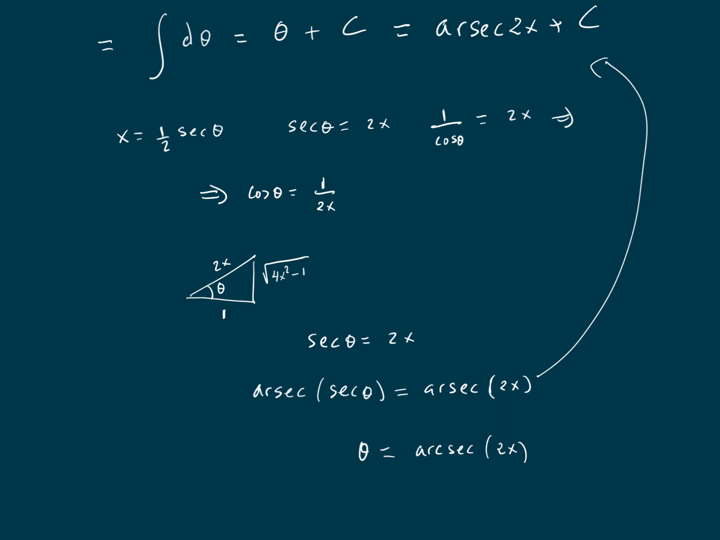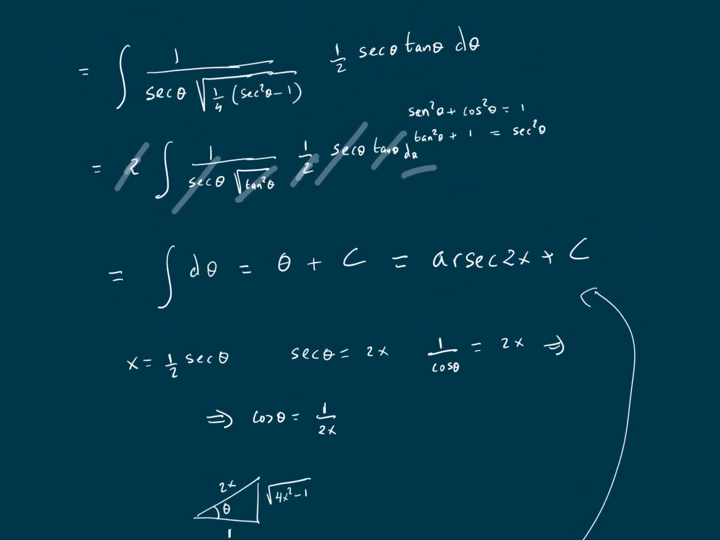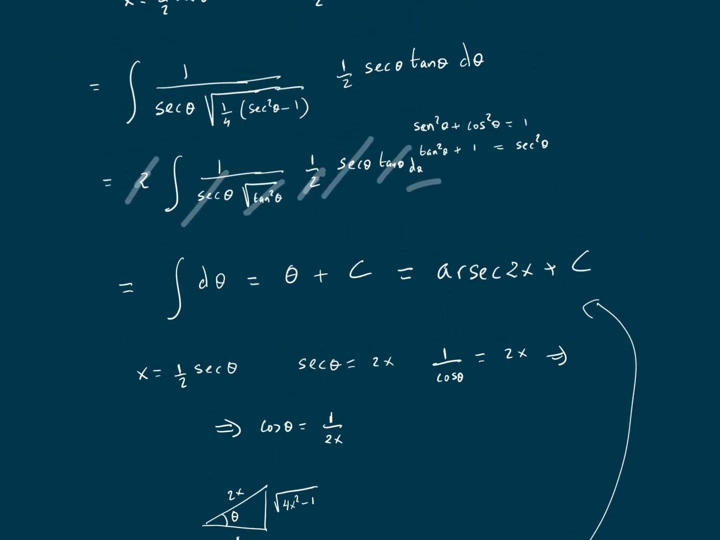So, because the result is theta, and theta is arc secant of 2x, the final answer for this integral is arc secant of 2x plus c. That is the same result that we found before. Okay, let's solve more problems.